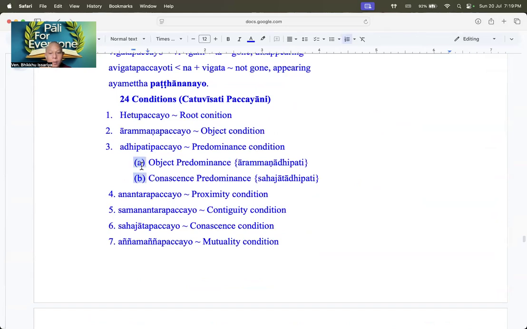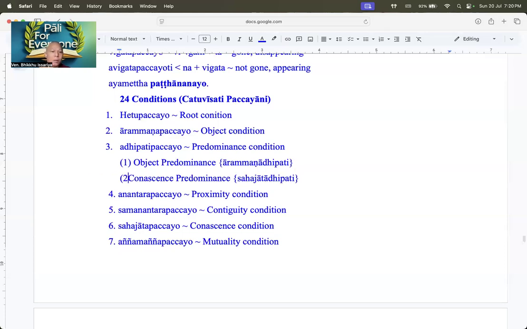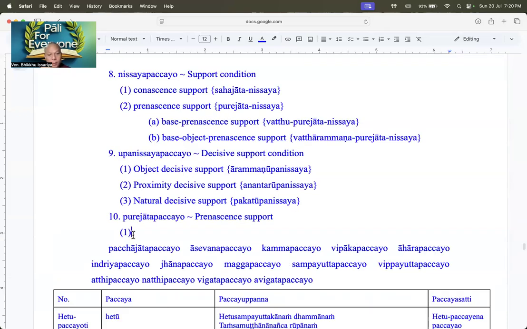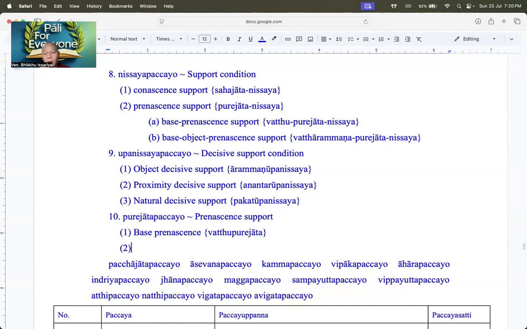Okay, so actually this one, the heart base, is base prenascence. So that is Vatthu Purejāta. And then object. So that is Ārammaṇa Purejāta. Okay, Ārammaṇa Purejāta.